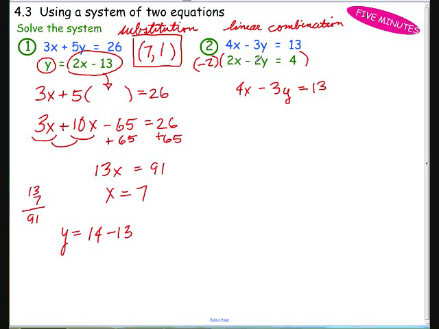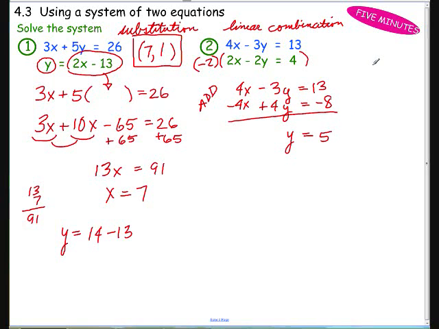So I'm going to multiply every term on both sides by -2, which will give me negative 4x. That's what I was looking for. -2 times -2y will give me positive 4y. And -2 times 4 gives me -8. Now I'm going to add. You know that's my preferred way of doing it. This will be 0. When I add these together I get a positive 1y. Oh, this worked out nicely.